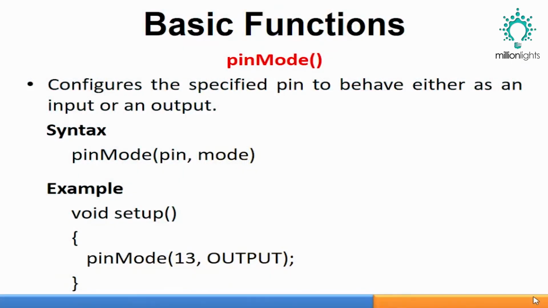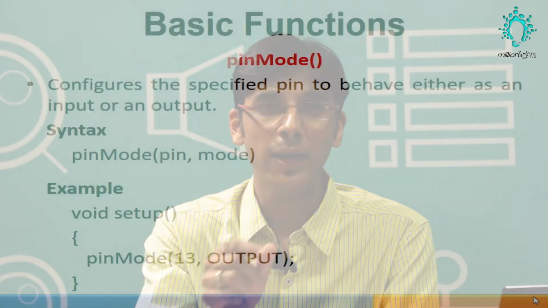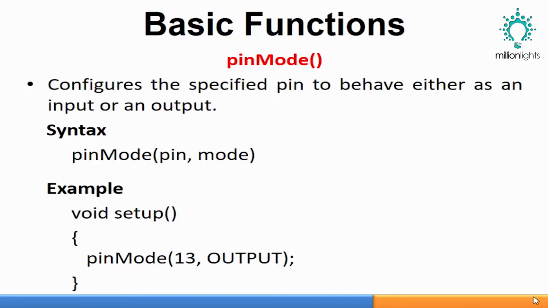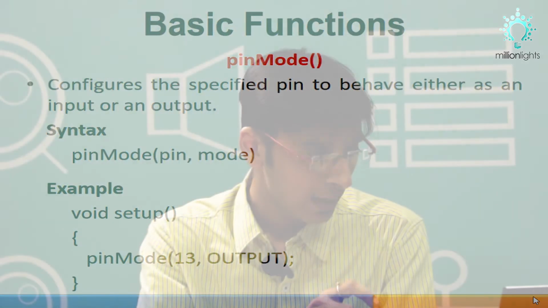Suppose I am connecting an LED to pin number 13. An LED is an output device, therefore I have to initialize pin number 13 as an output. So the syntax is pinMode(13, OUTPUT). In this way we can initialize any pin as an input or output. The syntax is simple: pinMode, bracket, the pin number, that is 0 to 13 or A0 to A5, followed by a comma, and after that I write either OUTPUT or INPUT depending upon the mode in which I am going to use it. And this is to be written inside the void setup function.